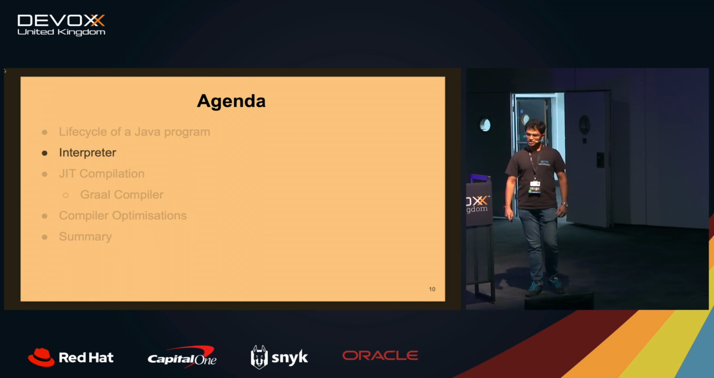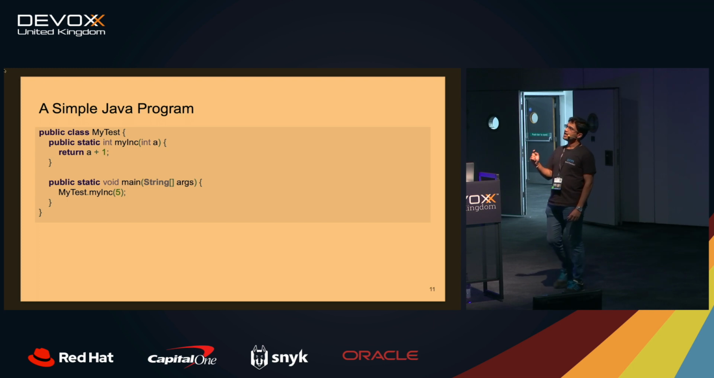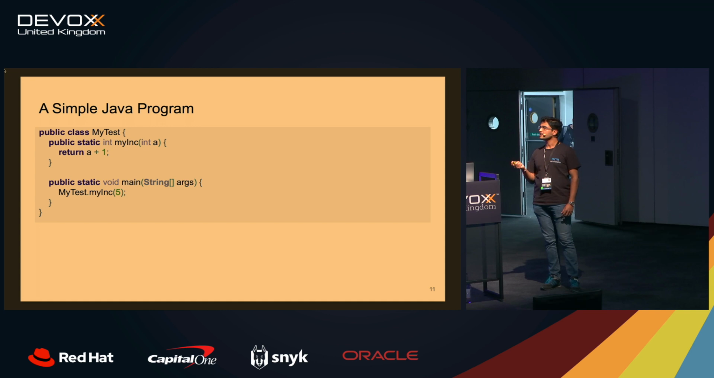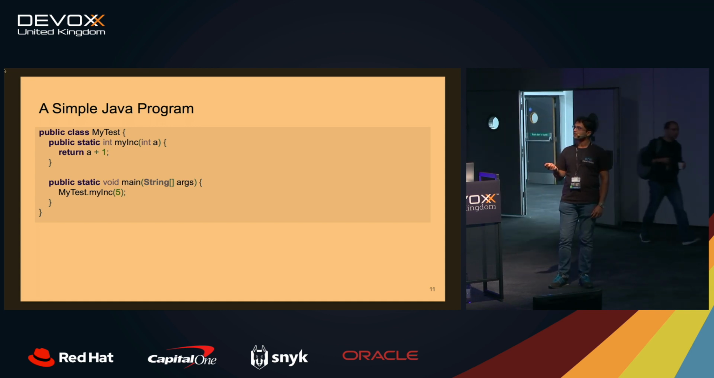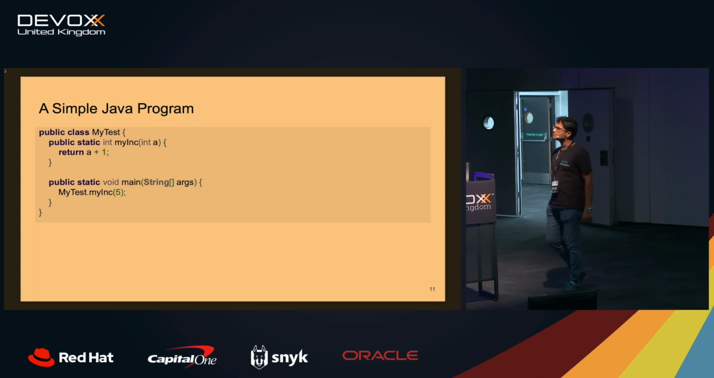Cool. Let's look into some code, a simple Java program. We saw mytest.java earlier, so this is the code for mytest. Pretty simple. We have our myIncrement method here, which takes an integer argument, adds 1 to it and returns it. We are calling it from the main method with argument 5. So it should add 1 to it, return the value 6, and we are discarding the result. This is our simple program. Let's see how it gets executed.